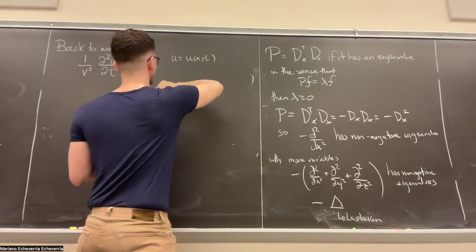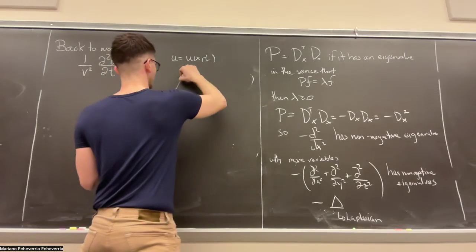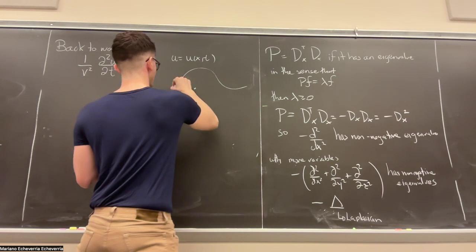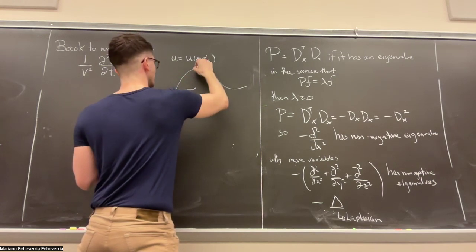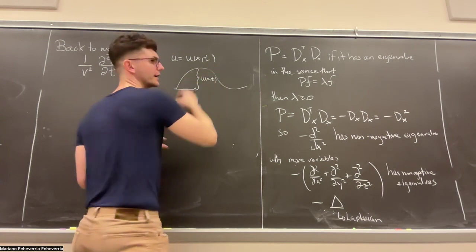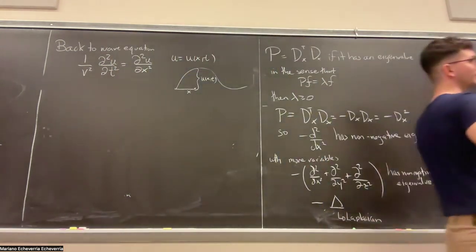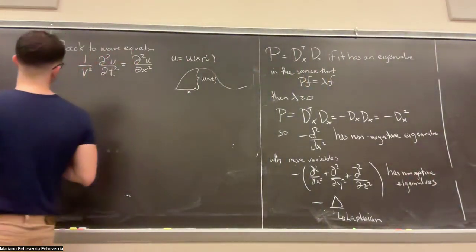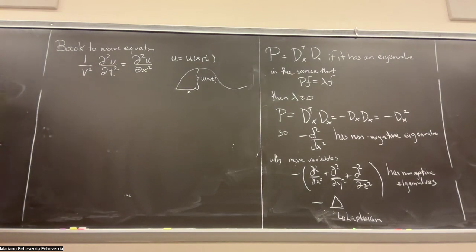If you thought about it in terms of a string, then maybe here's the string, and at position X from some reference, U of X, T is just the height of the string at time T and at position X with respect to the origin. So it's a height function for the string in this case, although the wave equation appears in many different versions, and so there are many alternative interpretations of what U is.